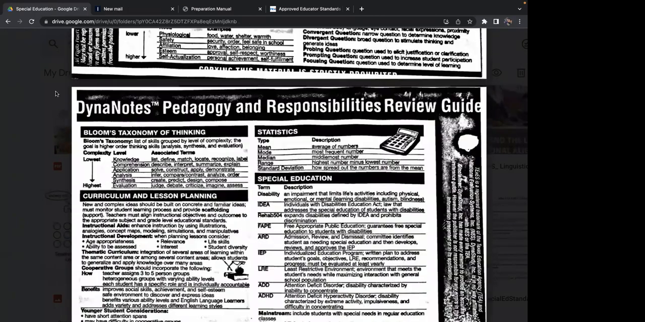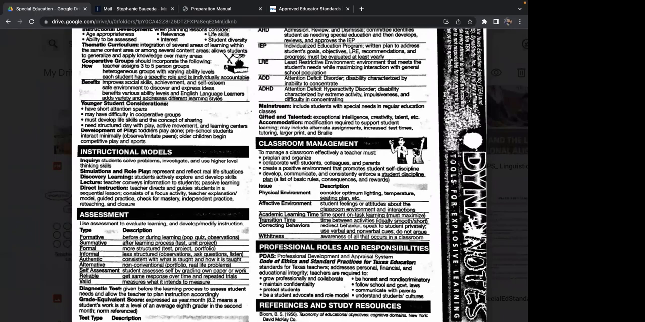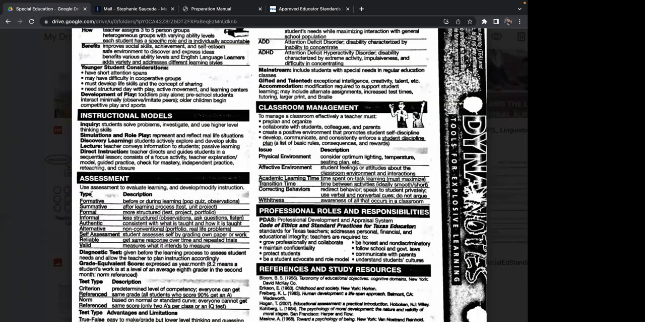Like talking about diversity, talking about Bloom's taxonomy, simulations and role play. Those are really great to help check for understanding when you're doing social emotional learning and they're learning how to deal with emotions and behaviors and particular scenarios. Role playing, discovery learning, all that stuff is good for them. Here are your definitions for assessments. You have your formative assessments, and for special ed it's really important to be giving millions of tiny little formative assessments. Formative assessments take place before and during instruction.